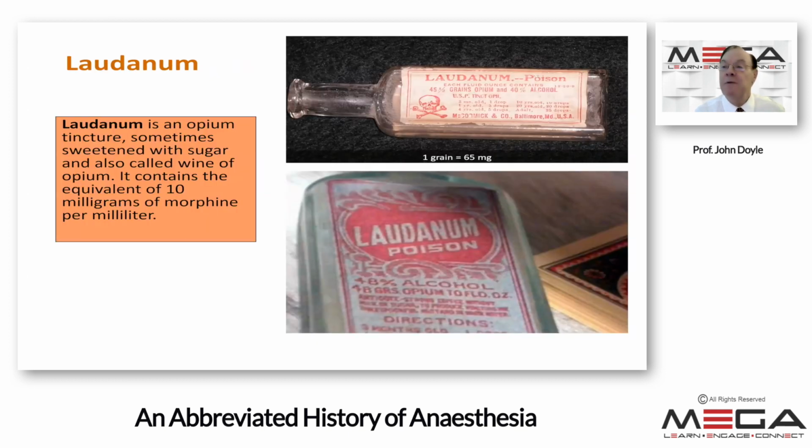One popular form of opium was called laudanum, and this was a combination of opium and alcohol. Typically 1 fluid ounce of laudanum contained 45.5 grains of opium and 40% alcohol. It contains the equivalent of around 10 milligrams of morphine per milliliter of solution, and of course, it's quite potent and potentially poisonous. They used the units of grains. We no longer use that, but 1 grain is 65 milligrams.